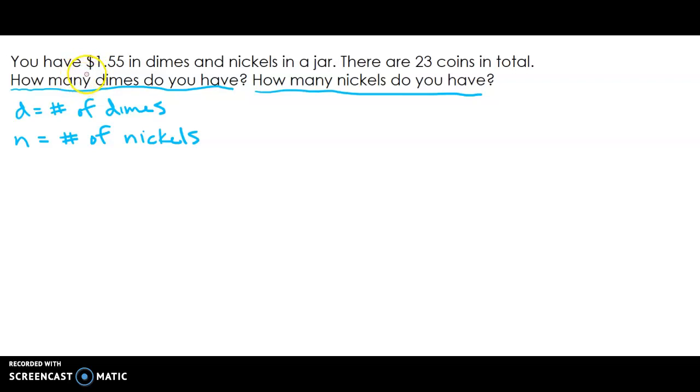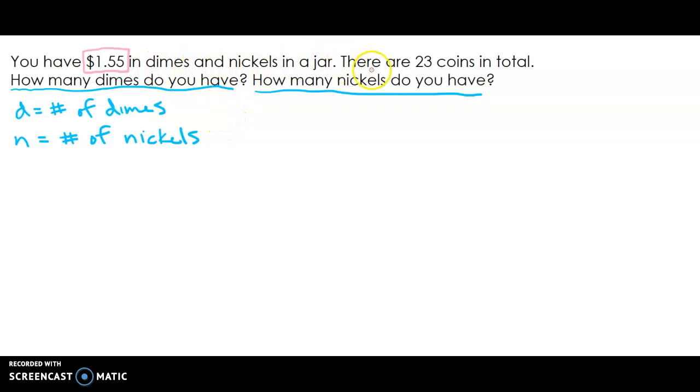And so the first sentence again tells us that we have $1.55 in dimes and nickels in a jar. The reason this number stands out to me is because when I see $1.55, it is relating the number of dimes and nickels we have in terms of value or in terms of money. And so that's going to set the context for one of our equations.